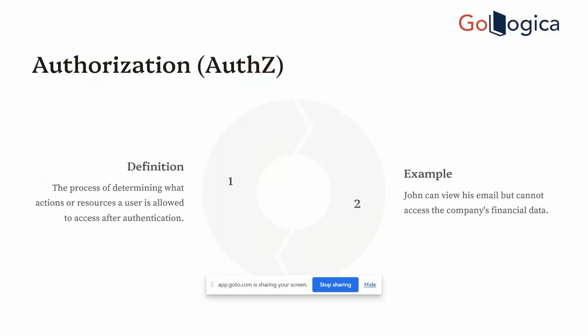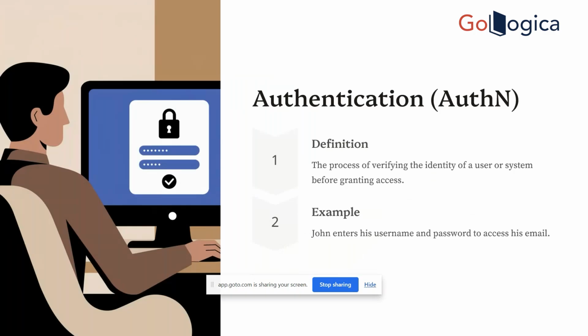Now the second terminology, the third one, is authorization. Authentication we already know, like a person who is entering his username and password and verifying himself for his email address or getting access to his email ID. So that is the inbox. So that's becoming authentication.